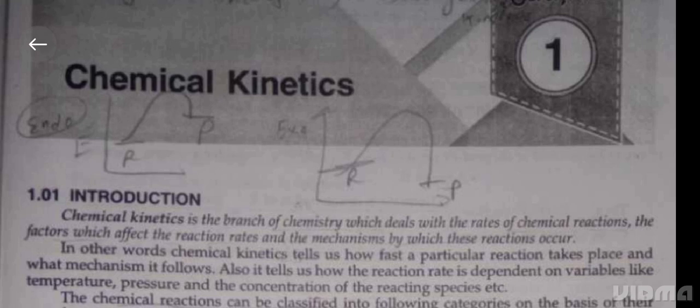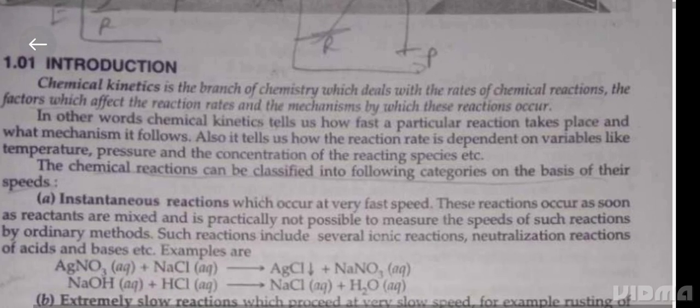The name of the chapter is Chemical Kinetics. Introduction. Chemical kinetics is the branch of chemistry which deals with the rates of chemical reactions, the factors which affect the reaction rates, and the mechanisms by which these reactions occur. In other words, chemical kinetics tells us how fast a particular reaction takes place and what mechanism it follows.